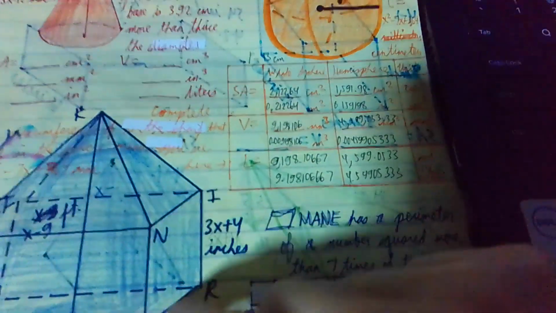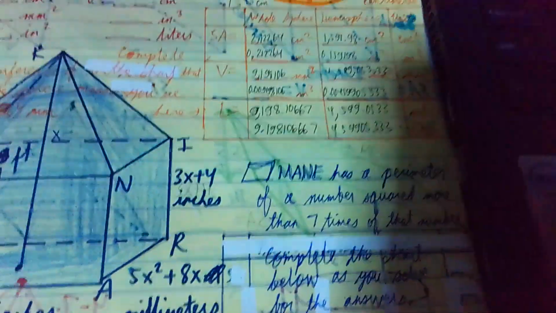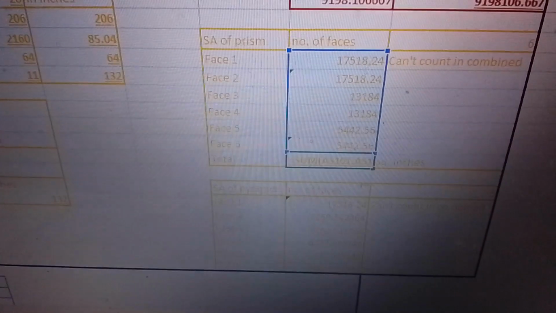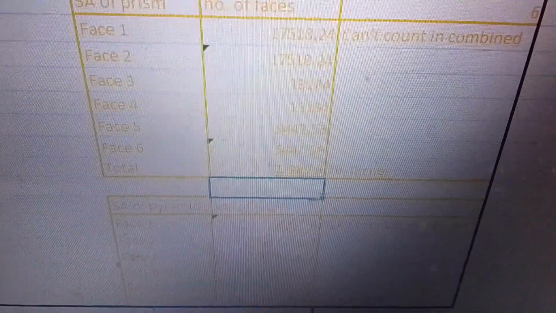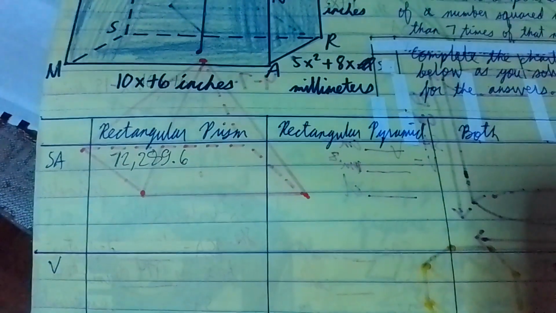That is 85, which is this one, and then times this thing, the height, 64. Okay? And when we sum this up all together, sinum ko lahat. Because remember, in surface area, you need to get the total sum. And you're supposed to get 72,289.6 square inches. So, yun po yung sagot. Yan. So, we have our answer.